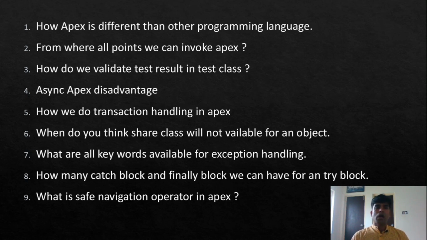Fifth one, how do we do transaction handling in Apex? It is related to my previous question. As I was saying, transaction handling means that for certain DML operations, or multiple DML operations, we want them to complete or not at all, the atomicity of the database. In that case, how can we do transaction handling in Apex?